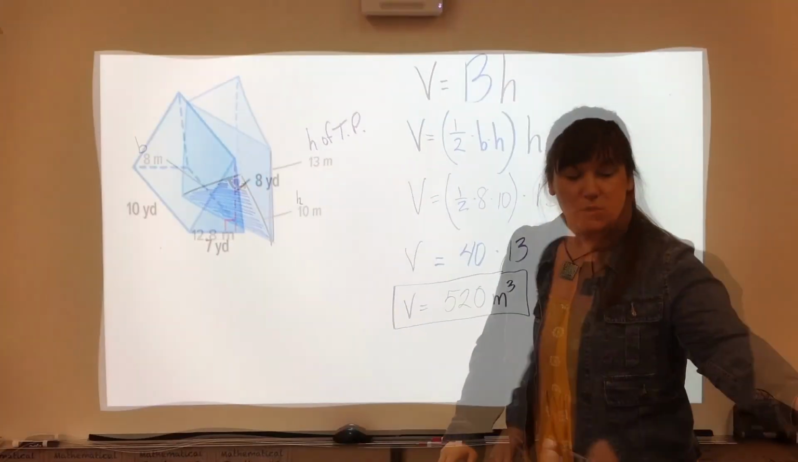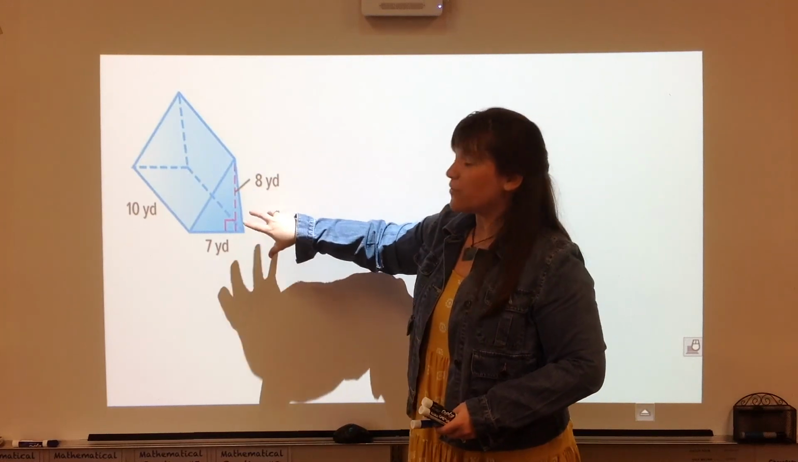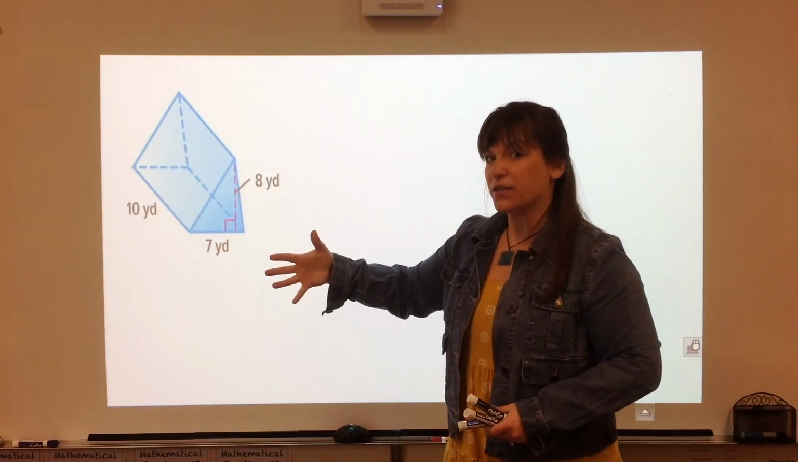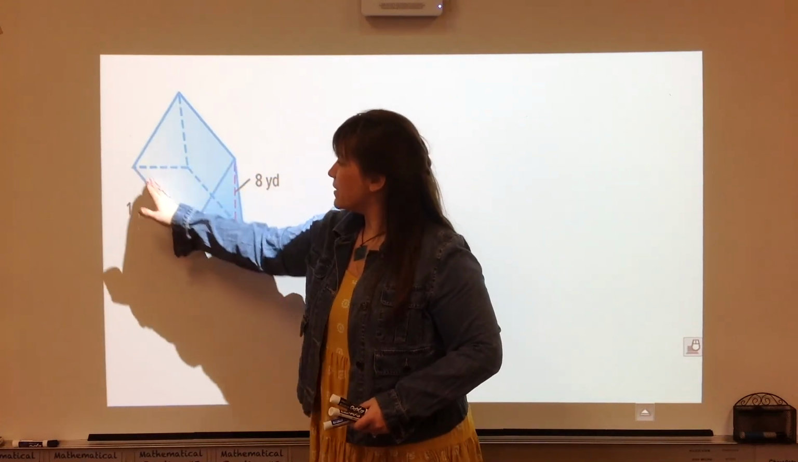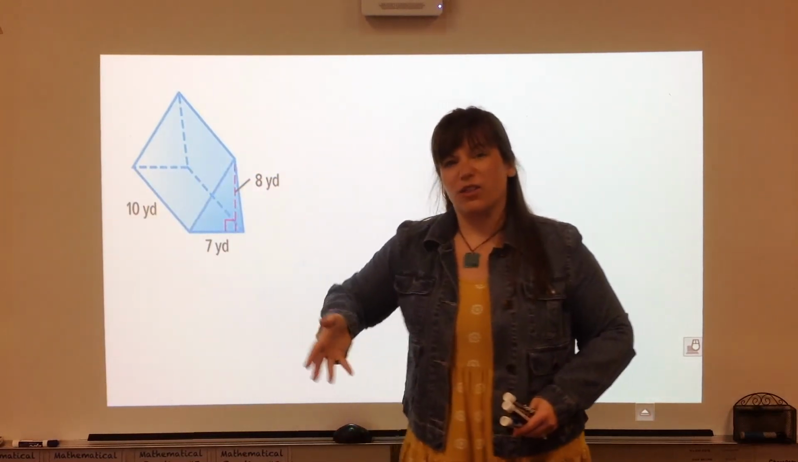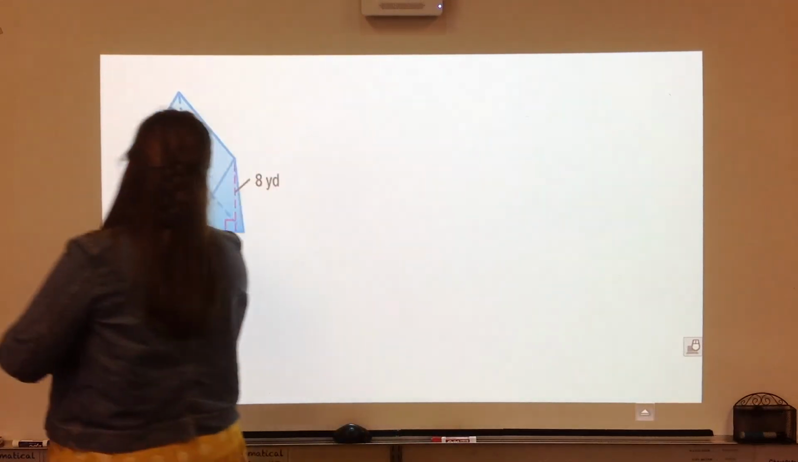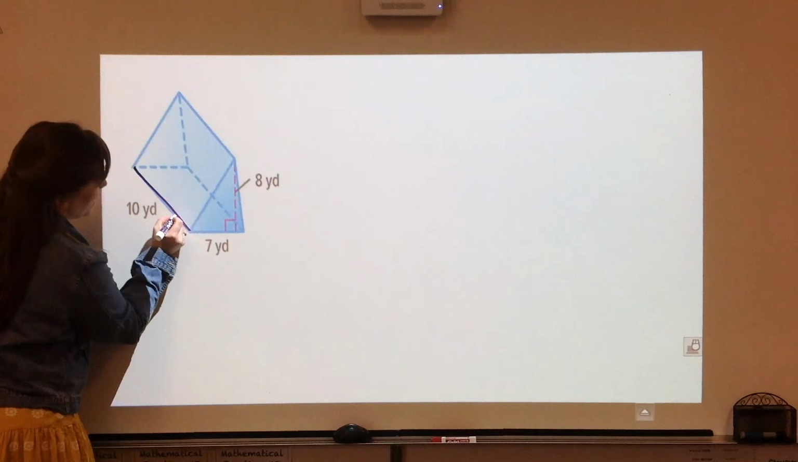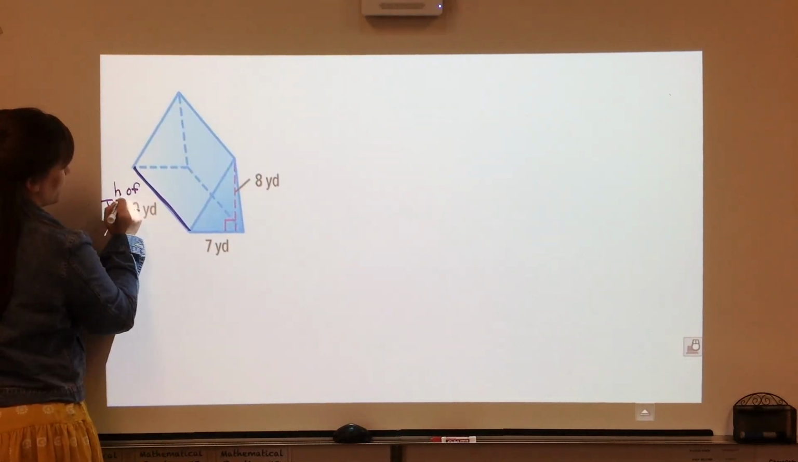Let's try another one. So this is one that's turned on its side. And so you see the triangle facing you towards like the front of the shape, and then there's another triangle in the back, and then this ends up looking like it's the length, but it's really going to be the height. Okay, so I'm going to mark this up. This 10 is the height of the triangular prism.